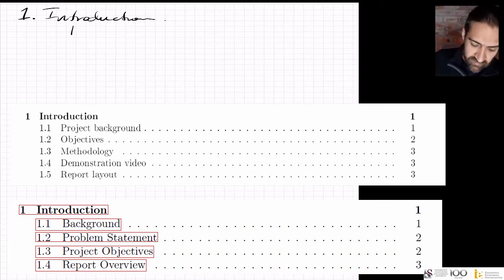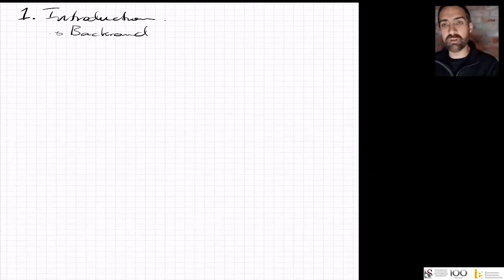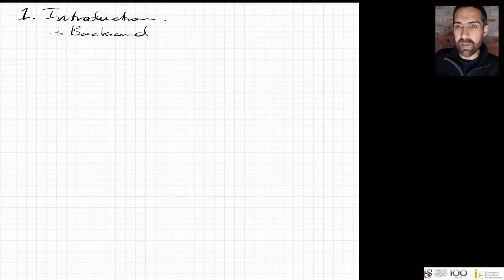So the first thing here is to capture the background. So in the first section in your introduction is, why does this problem matter? Why did you do it, and why is it important that it would be or should be done?